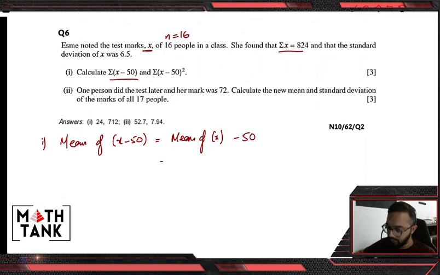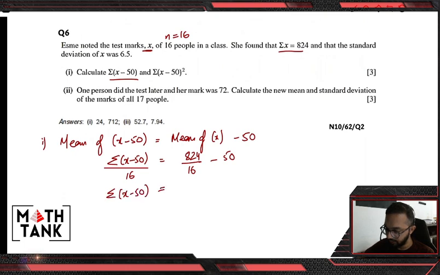minus 50. Now the mean of x can be calculated here, 824 divided by 16. So that's something that I've calculated quickly. What I need to find out is the sum of x minus 50. So if I was calculating the mean of the adjusted values, I would use the sum of the adjusted values and divide it by the number of observations. So that gives me 16. Now this is simply just cross multiplying. So when I cross multiply 16 like that, this remains 824 and this becomes 15 times 16.